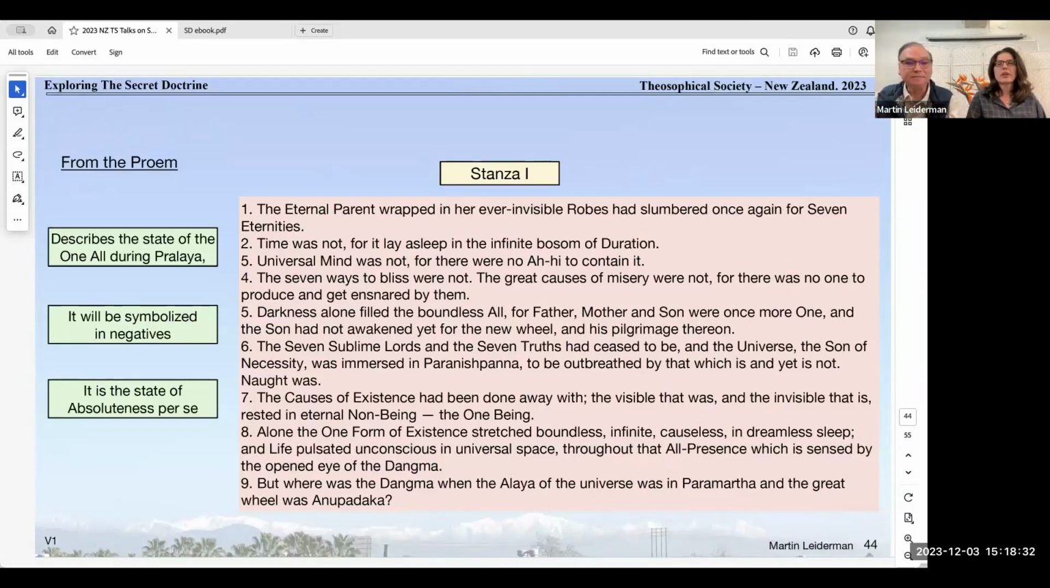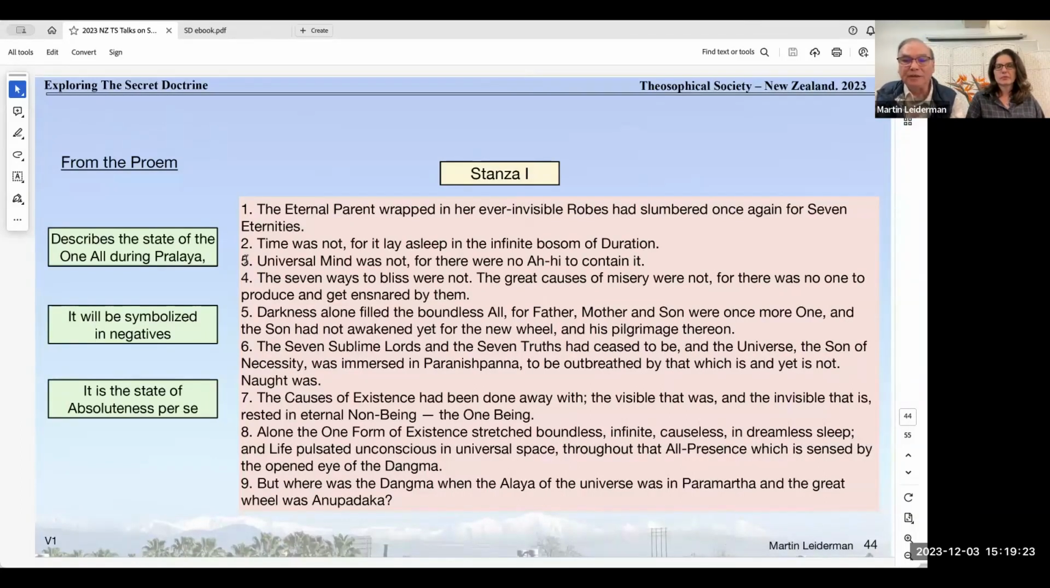The next one, for instance: Universal mind was not, for there were no ahi to contain it. It's on the same boat as the second. Now, here it says 5 because there is another typo in the Secret Doctrine, and it should be 3. So go to your book and cross out 5 and put a 3 if you have the original version. So universal mind was not, that means like time, mind is at rest. But then there is another element. Ahi, which are the primordial 7, the primordial luminous first 7 Dzyan Chohans, or the hierarchy of divine beings, they are needed to do what? To contain the universal mind.